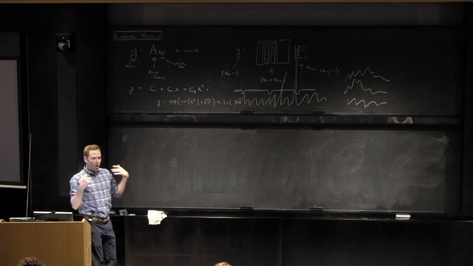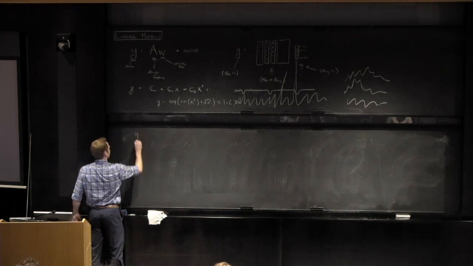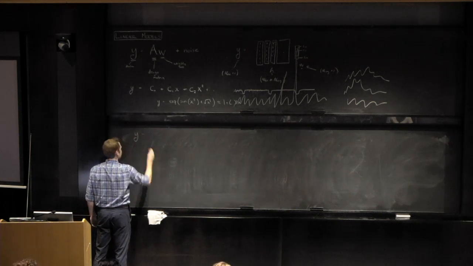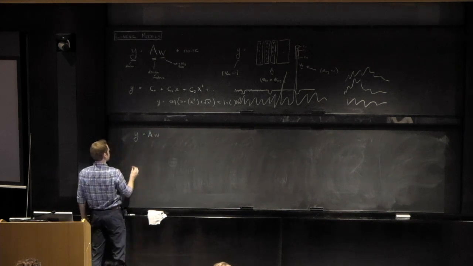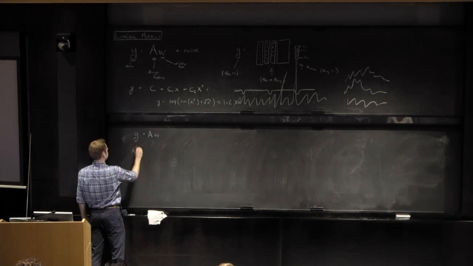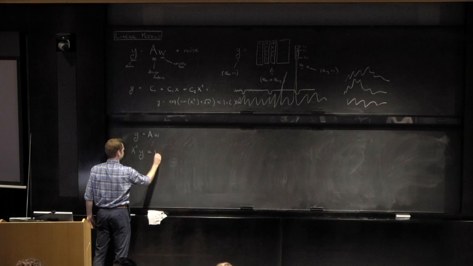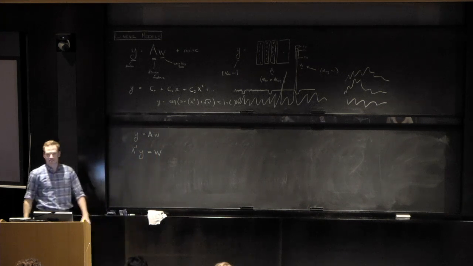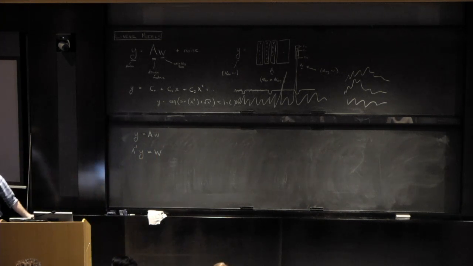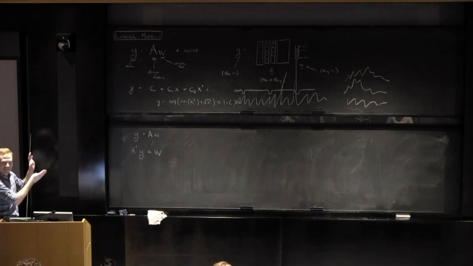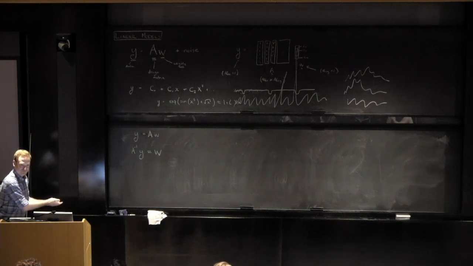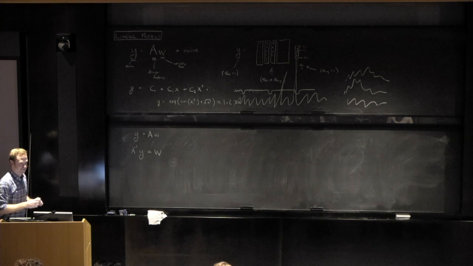Now, it would be awesome if, I always break chalk, sorry, if I had y equals Aw, and I could just do this: essentially divide both sides by A and solve for w. Why is this a bad idea? Or why might this not work in practice?